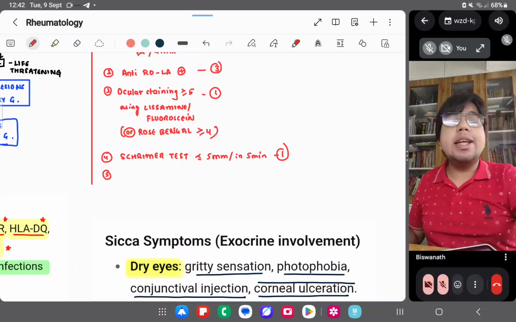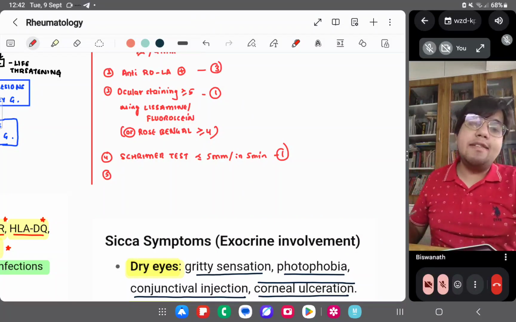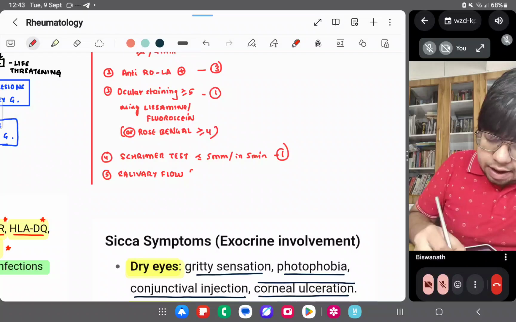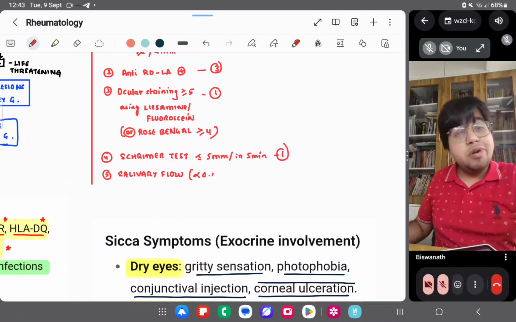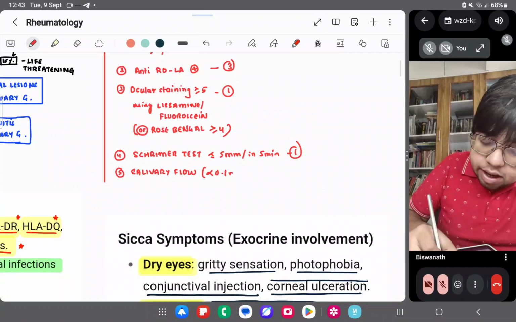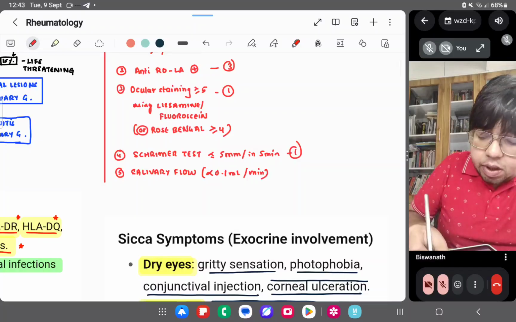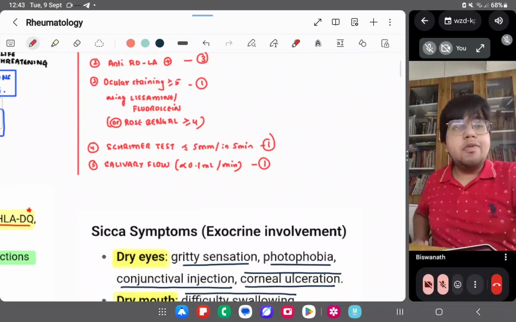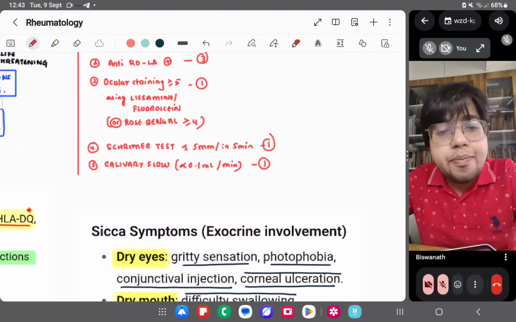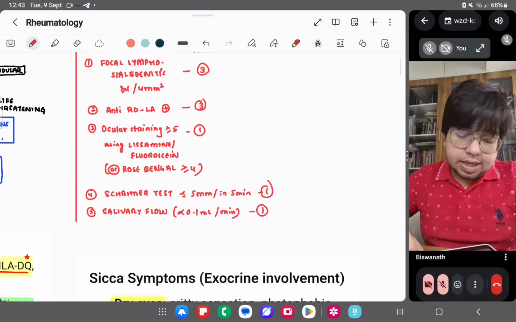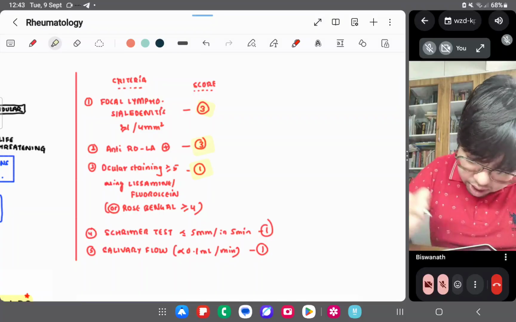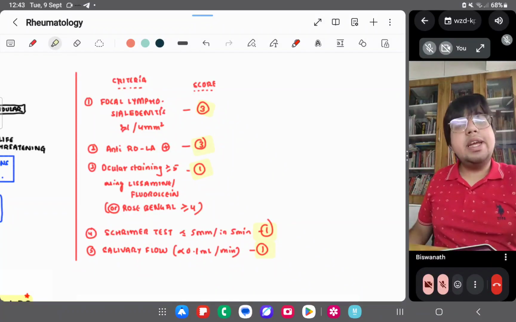And the last criterion is unstimulated whole salivary flow less than 0.1. I told you, right? Less than 0.1 ml per minute, you give the score 1 again. So for these criteria we have the scores 3, 3, 1, 1, 1.